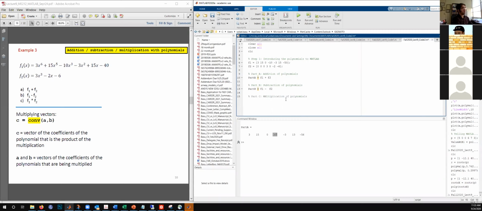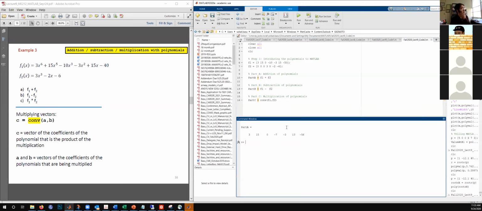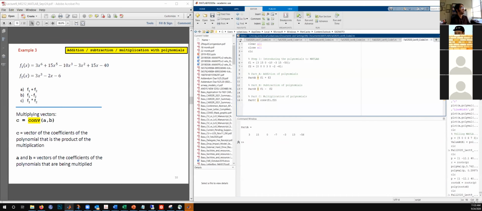Now, for that one, we cannot just use a multiplication sign. There is a separate command for that because the cofactors should be multiplied with each of them separately. So it's slightly different than using the multiplication sign. The command for that is conv, and then you type out the two polynomials, which in this case are F1, F2. Okay, so let's save this and run this.